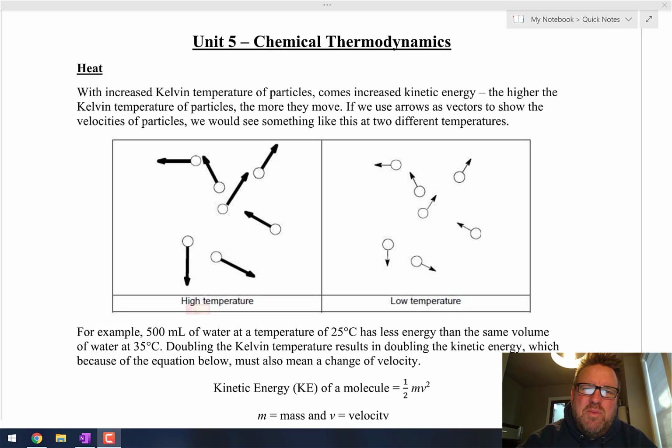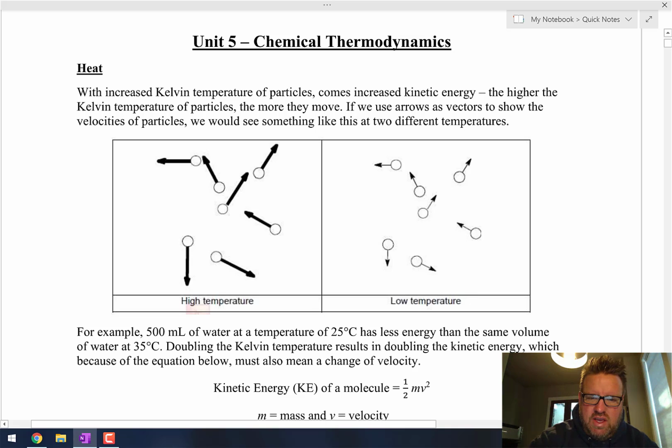Unit 5 is all about chemical thermodynamics, and chemical thermodynamics all have to do with heat. Okay? So we're going to start off this unit talking a little bit about heat and how it affects things like kinetic energy. When you increase the temperature of particles, those particles have a greater kinetic energy.